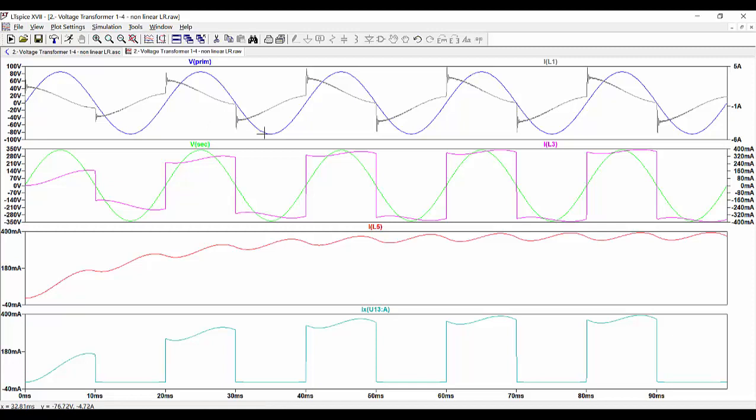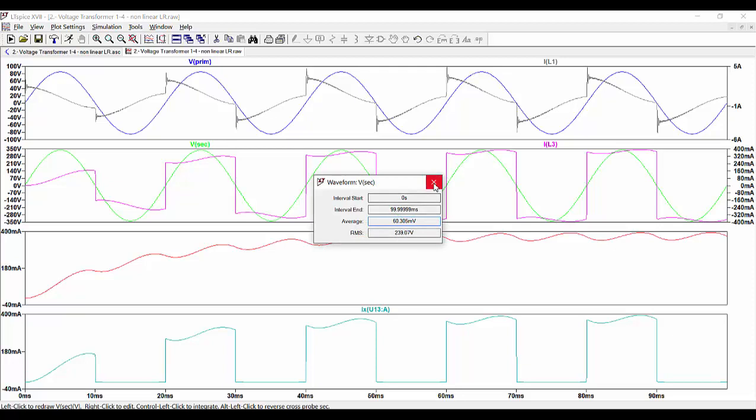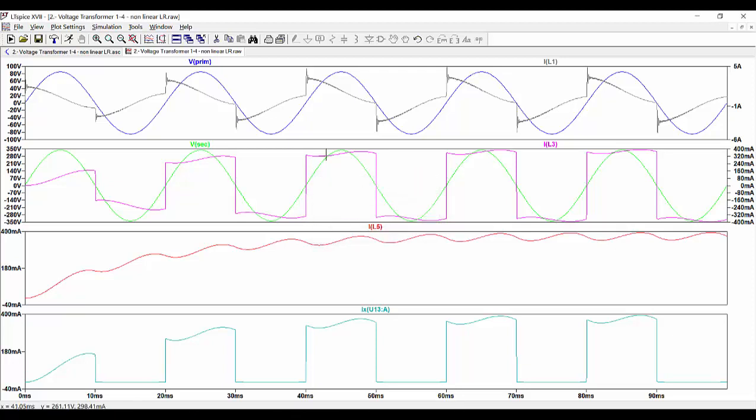And we can see the primary voltage here, the primary current in gray, and then here we have the secondary voltage. We can check that the average value is 239 volts. The current circulating through the secondary before the diode bridge. Here is the current circulating through the resistance, and here is the current that goes through one of the rectifying diodes. We can also check that the waveforms in the average circuit are approximately the same.